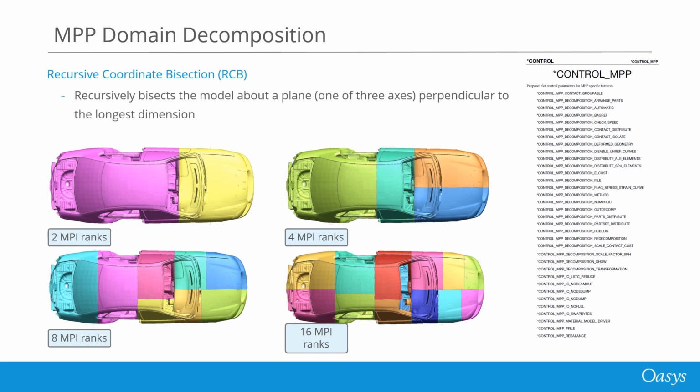Now there are several options for partitioning the LS-DYNA elements. By default, LS-DYNA uses a recursive coordinate bisection method. This divides the model into two boxes along the longest dimension, and then again, until the number of domains equals the number of processors the analysis is set to run on.